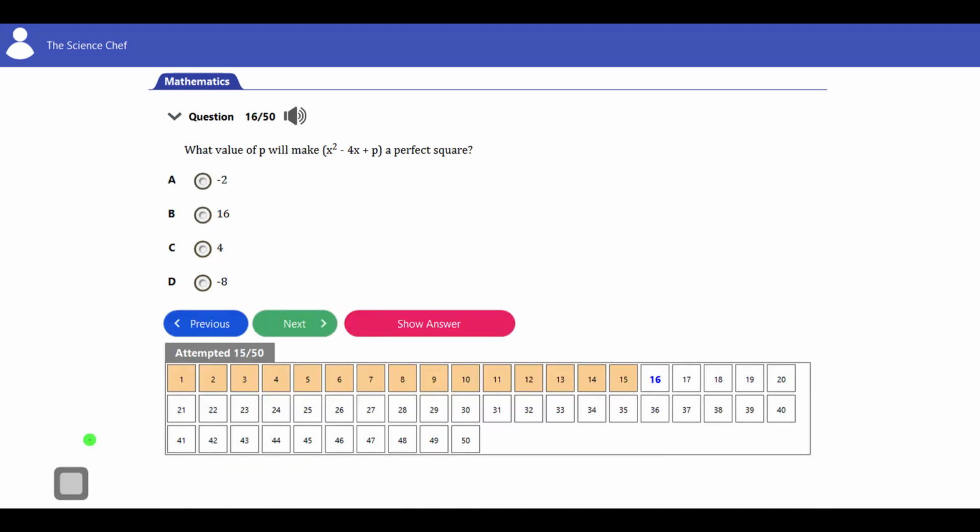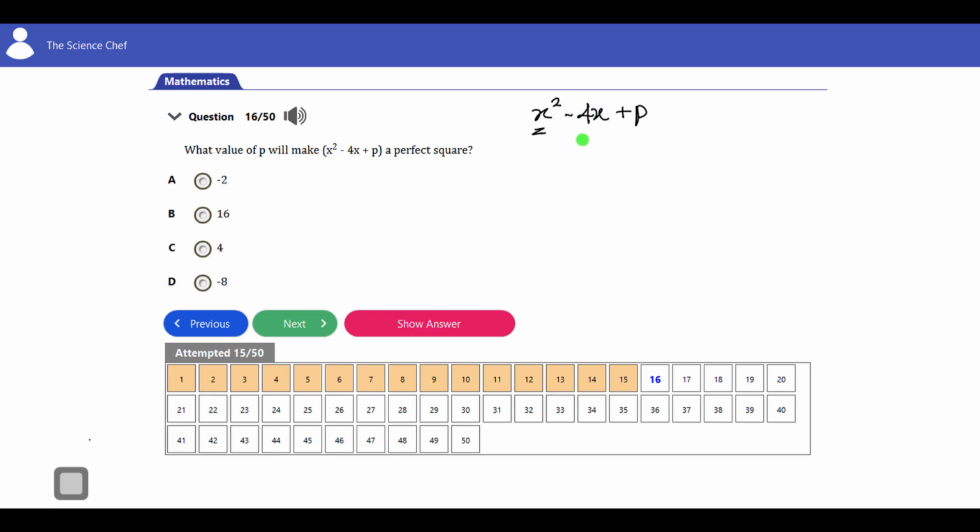Question 16. What value of P will make x squared minus 4x plus P a perfect square? Now to make this a perfect square, what do we have to do? First off, we divide through by the coefficient of x squared, which in this case is 1. So we don't need to alter anything because the coefficient of x squared is 1. If we divide through by 1, you get the same thing. Then after that, you will now do what?